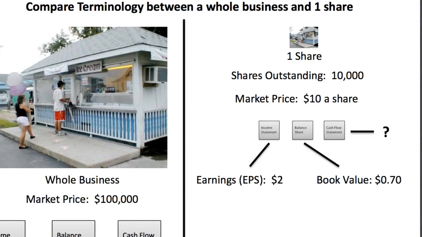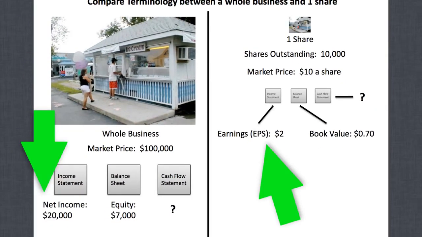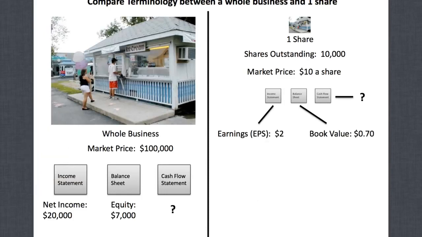So the earnings for the business, which is the same thing as net income, it's the exact same number, but the only difference is net income is when you're valuing the whole business, and earnings is when you're only valuing one share. It represents the exact same thing, but only for one share. So if you take the $20,000 in net income and divide it by the 10,000 shares outstanding, you'd be left with $2. The EPS, where it says earnings and EPS, stands for earnings per share. So for one share, the earnings is $2.